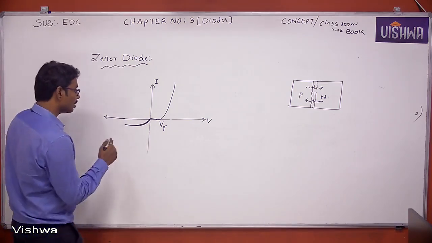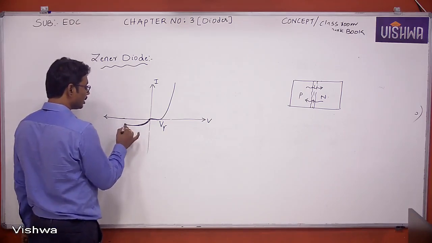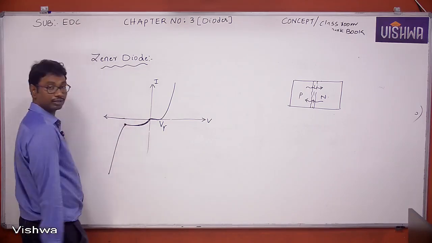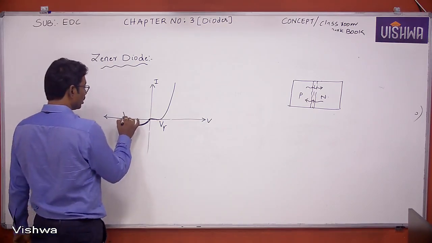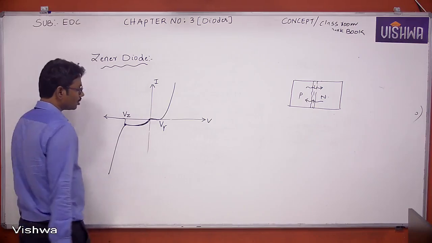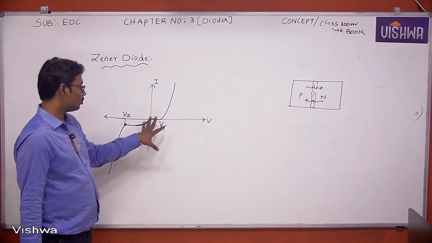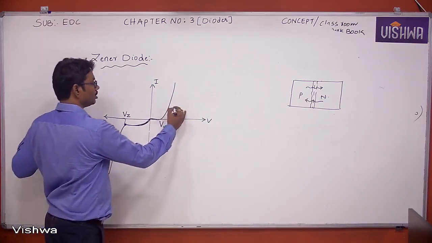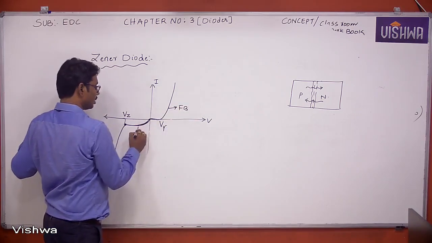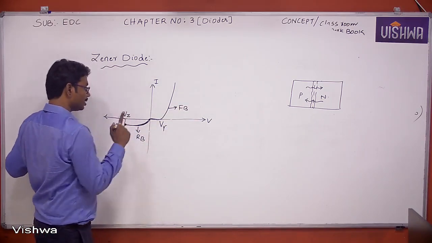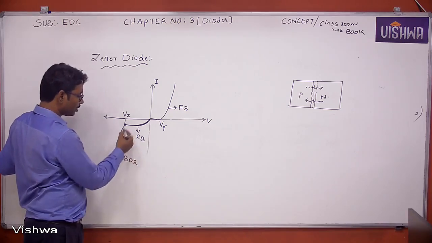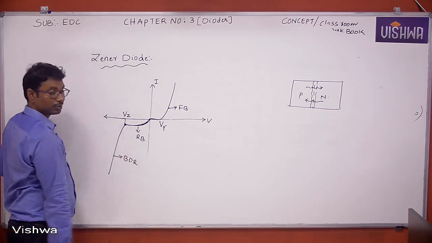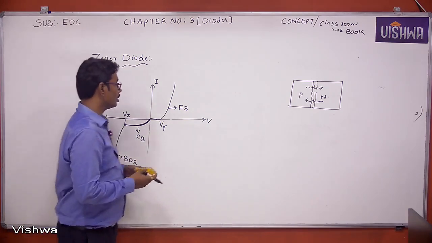What is the specialty here? The specialty is called breakdown. Breakdown is nothing but a sudden increase of current. See what we observed. A normal diode has only two regions: forward bias and reverse bias. But a Zener diode has three regions: forward, reverse, and one more, the breakdown region. It is also operated in the breakdown region. This is about practical characteristics.